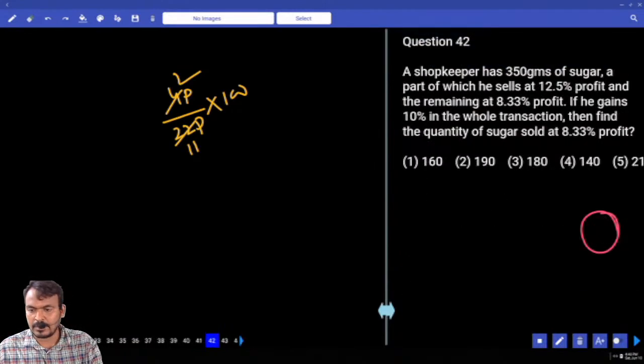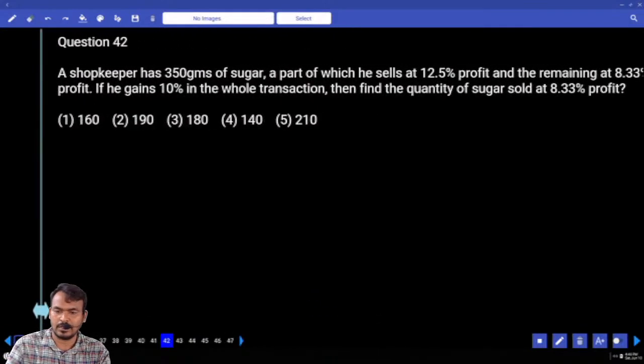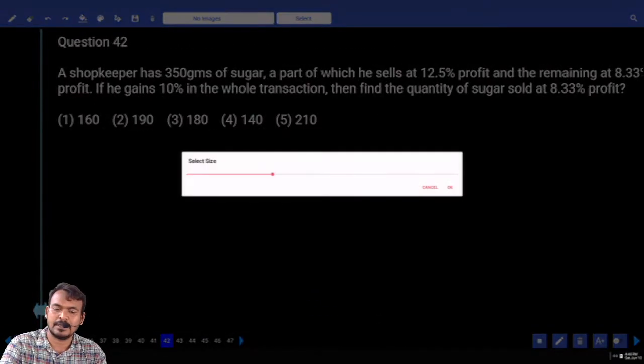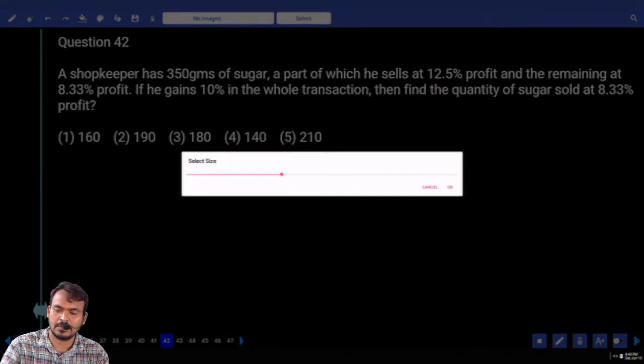Next question number 42. A shopkeeper has 350 grams of sugar, a part of which he sells at 12.5% profit and the remaining at 8.33% profit. If he gains 10% on the whole transaction, find the quantity of sugar sold at 8.33% profit.